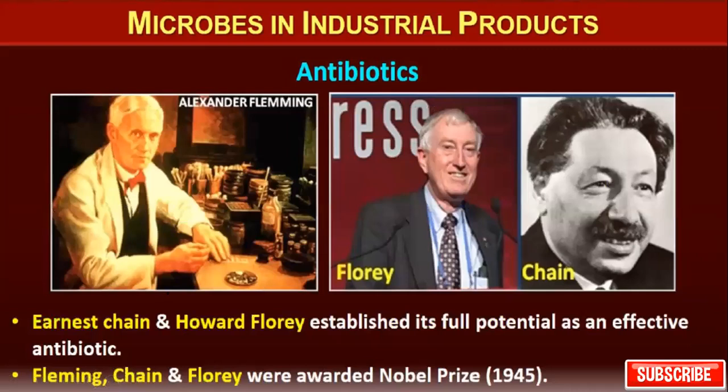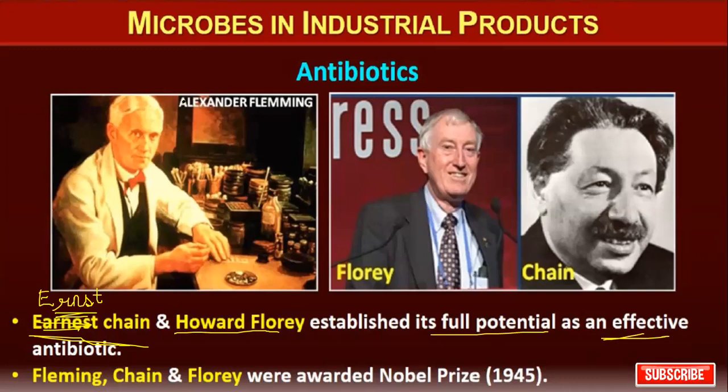Next, the persons that have been credited with the discovery of the antibiotic were Ernst Chain. Guys, Ernst, you can spell it as E-R-N-S-T, according to your NCERT. Ernst Chain and Howard Florey established its full potential as an effective antibiotic. Alexander Fleming was able to discover it, but he was not able to put forth all the varieties and applicable areas of this penicillin. But Howard Florey and Ernst Chain worked on that, found out the full potential, and used it as an effective antibiotic.